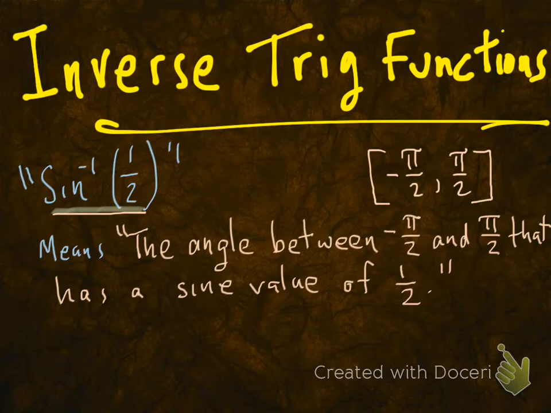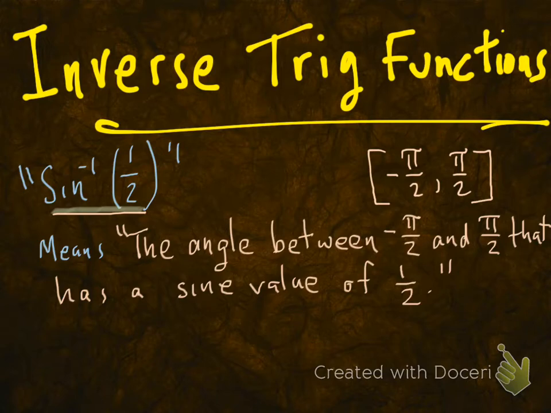I put this between negative pi over 2 and pi over 2 here because that is the range of inverse sine. If this was a cosine inverse problem, this would be slightly different. It would be between 0 and pi because 0 to pi is the range of the inverse cosine function.